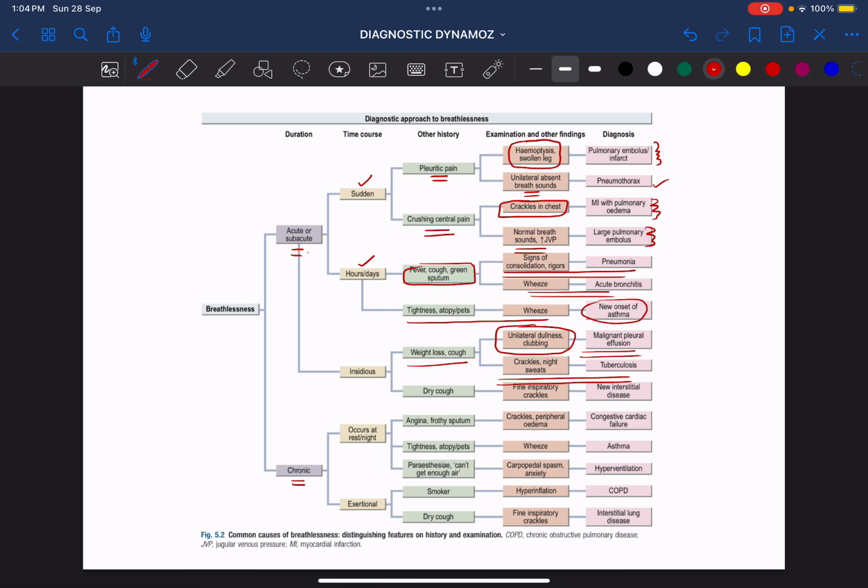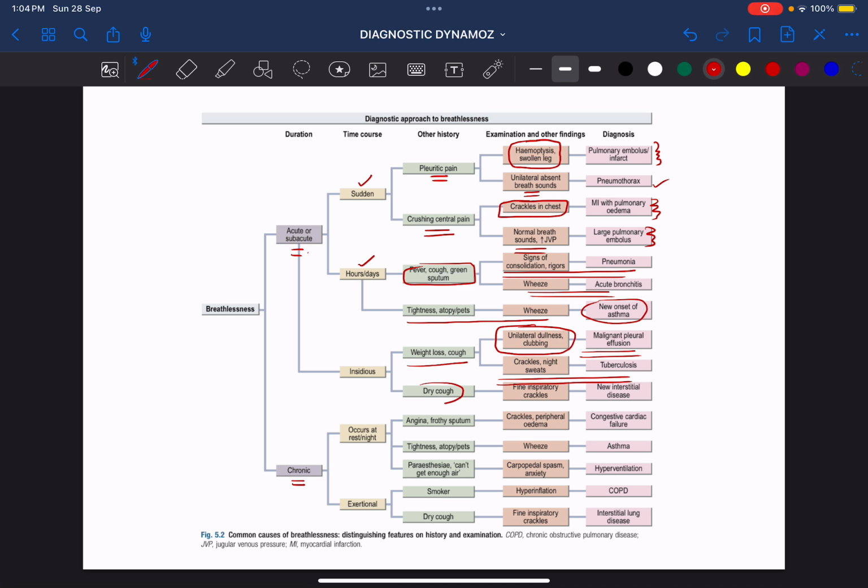So for weight loss and cough, remember clubbing in the respiratory system: you have to think about bronchiectasis. In bronchiectasis you will be having clubbing. In malignant pleural effusion, not in simple pleural effusion, the patient will be having clubbing. And in other cases, we have lung abscess, empyema thoracis, bronchopleural fistula. So these are the various respiratory system conditions where you get clubbing. It is a very commonly asked question.